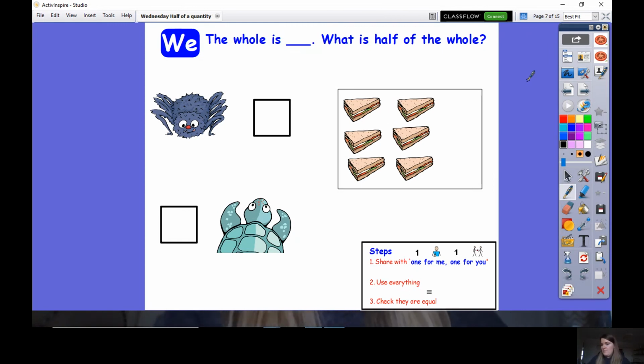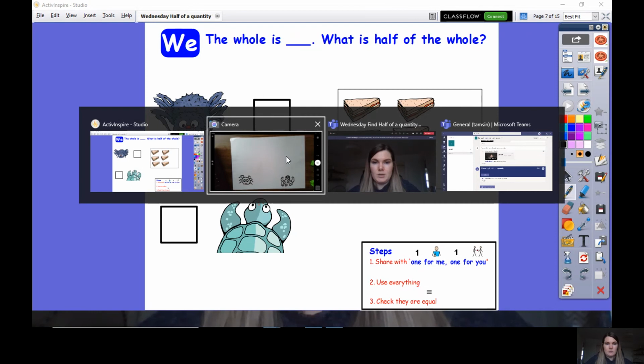So this time you're going to tell me what to do and check that I'm doing it correctly. Okay, we want to share the sandwiches between the spider and the turtle. We want to make sure we do it equally. We want to make sure that they both have the same number, that we have halved it equally. So the first thing I have to do is what? Count. Okay, how many sandwiches are there? 6 sandwiches. Very good.